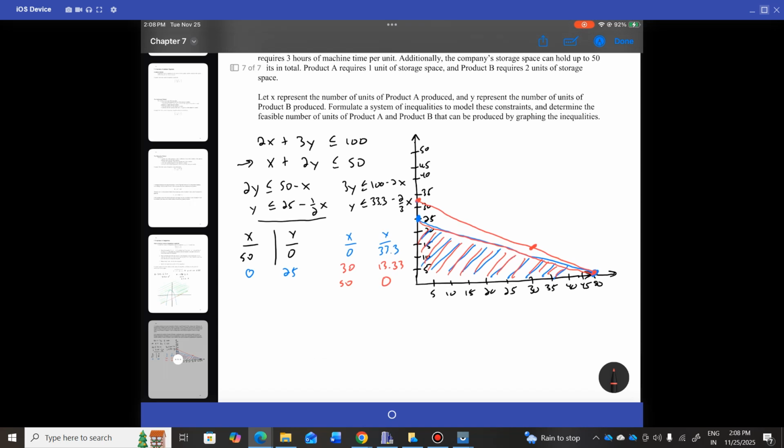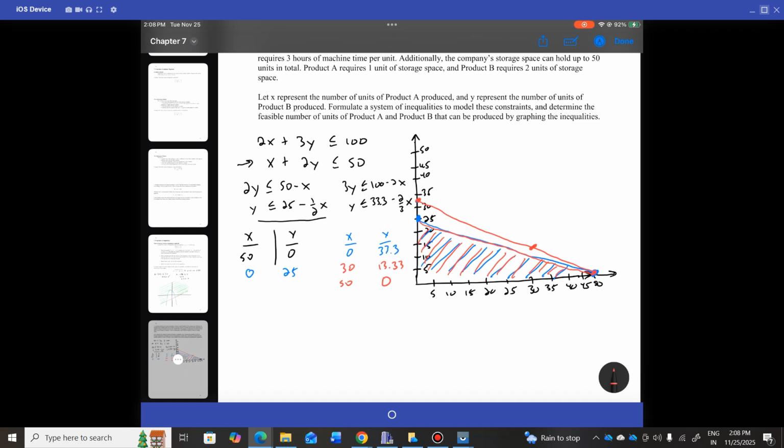Alright, so that's how we look at these inequalities. Graphing a system of inequalities is the best way to go about it. You end up with regions where you can have multiple solutions. So for instance, 0, 0 will satisfy both inequalities. You know, not doing anything, but it will satisfy both inequalities.